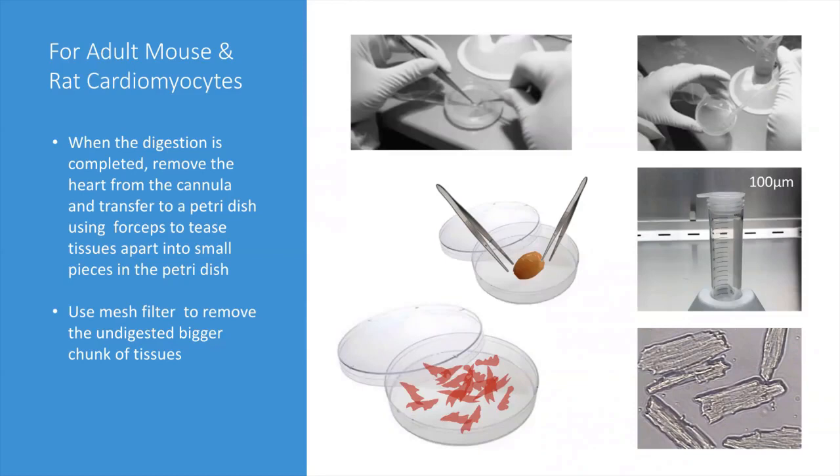After you know that the tissue is pretty much digested, you can filter the undigested pieces of tissue using 100 micron cell filters, which fit perfectly well on 50 cc tubes. The cells settle down in the tubes, and you can take out 50 microliters of cell suspension to examine under the microscope to see if greater than 80% of the cells are rod shaped, and then that is a successful isolation.